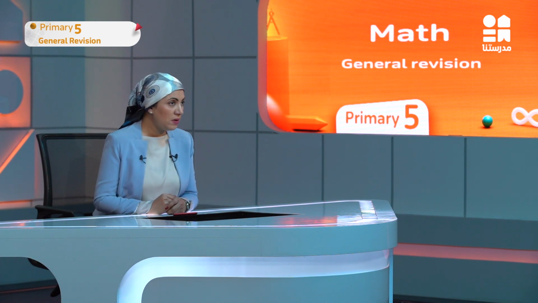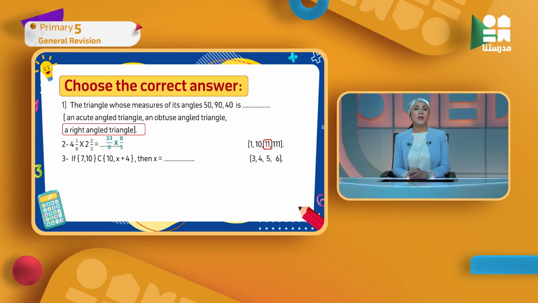So 4 plus what equals 7? 4 plus 3. Okay, so here x equals 3. So my answer now is 3.